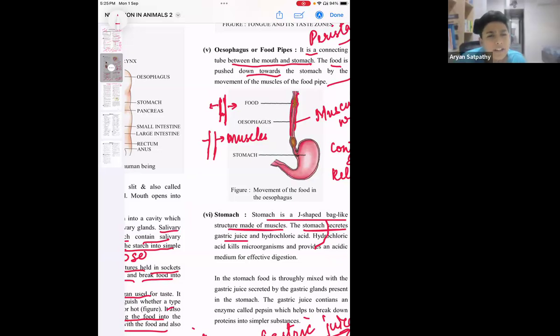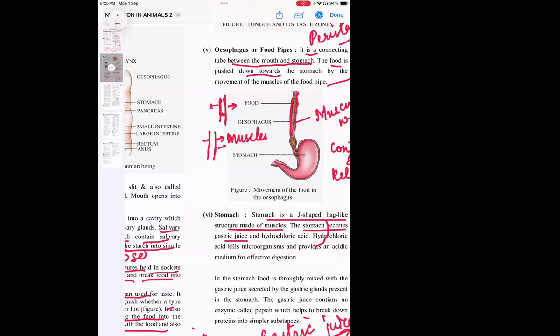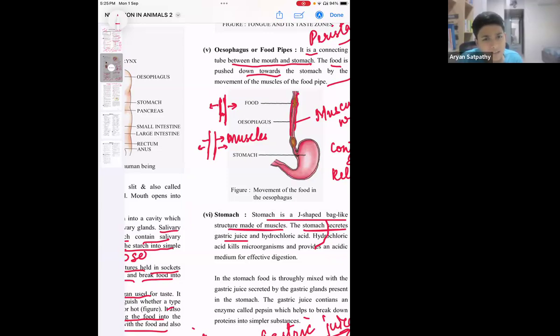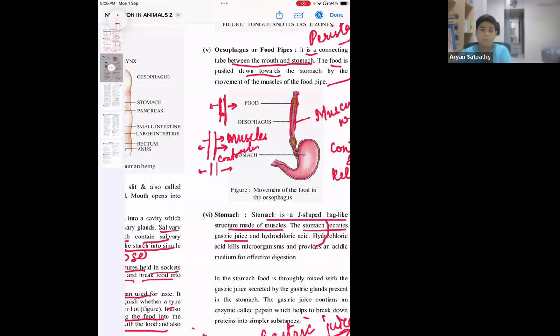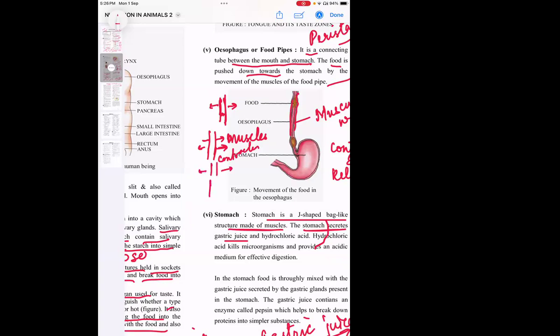So ma'am, is contract expanding the muscle? Yes, the contraction means expansion only. Expand means occupy, not making it smaller. Here, the contraction means to get more space. Initially, they were like this, but because of contraction, they will increase the space like this.